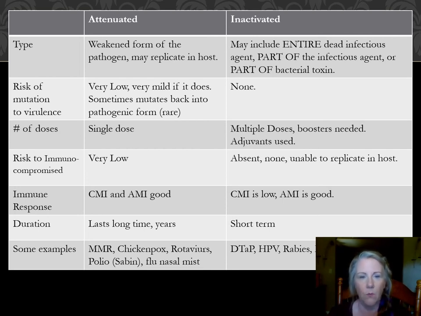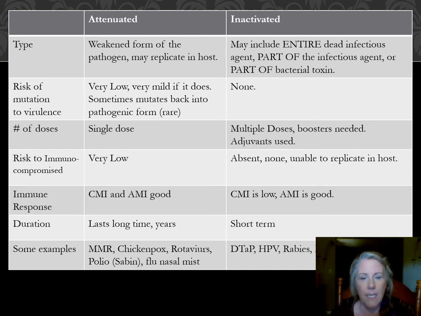Okay, so how long does it last? And you probably figured this out with the number of doses, that it's going to be short term. So what does short term mean, right? It's relative. It depends on the pathogen, okay? It depends on the individual. For example, our tetanus shots will last about 10 years, okay? So we know that we need to have a booster about every 10 years or so. So it's all going to be a little bit different, but we do know that they don't confer long-lasting, lifelong immunity.